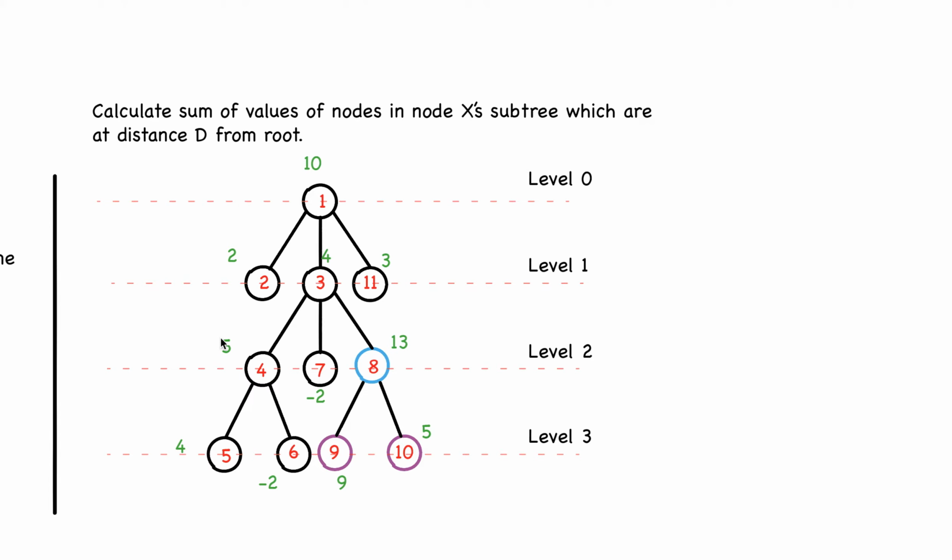So let's assign a value to each node in the tree. I've written values in green here. Now the question is, calculate the sum of all values of nodes in node X subtree, which are at distance d from root. For instance, the sum of nodes at distance 3 from root, which live in node 8 subtree, is 14. Basically nodes 9 and 10.